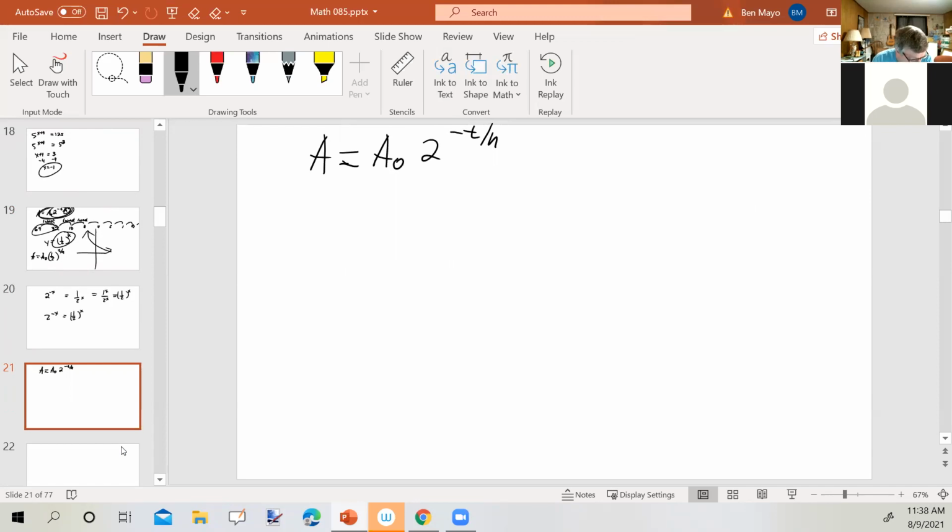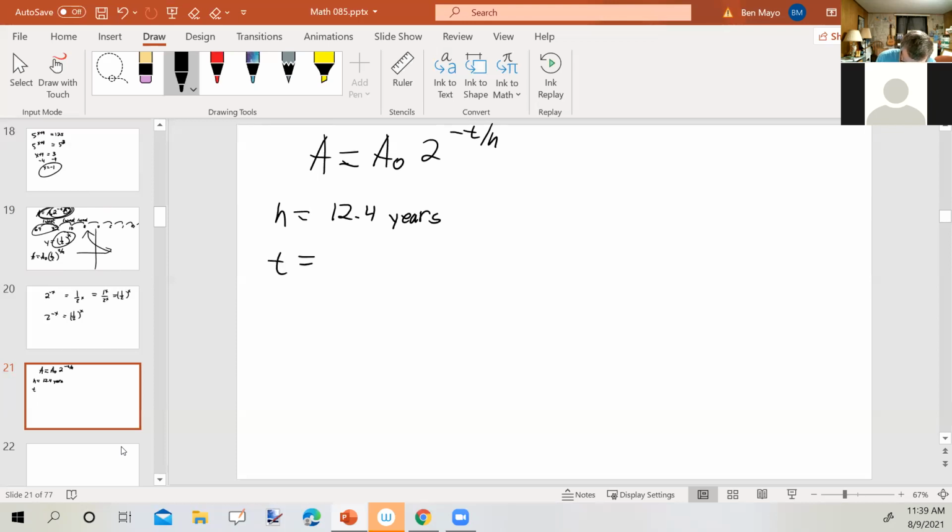Okay, here we have a problem. It says tritium decay. The half-life of tritium is 12.4 years. So that means that every 12.4 years, half of what's there at the beginning disappears. How long will it take 25% of a sample of tritium to decompose?